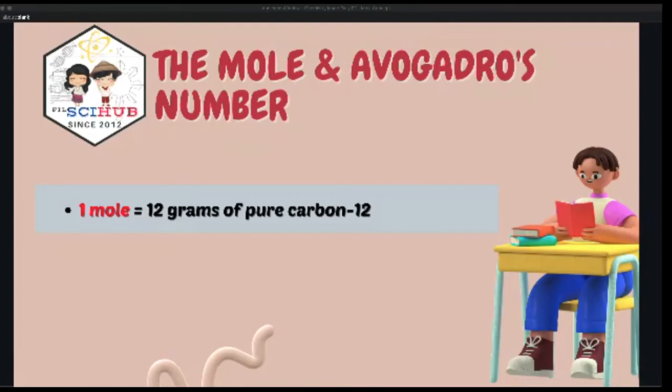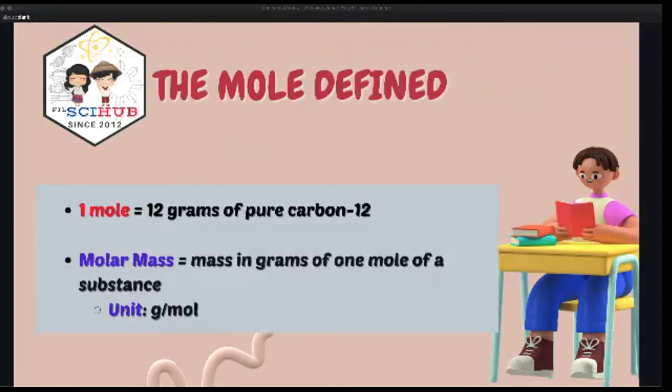Is anyone familiar with that concept? What is this quantity? 1 mole is equal to 12 grams. That is what we call molar mass. So this is also one of the earliest definitions of molar mass. What is the unit of molar mass? The unit of molar mass is grams per mole. So this is where it came from. 1 mole of carbon-12 should be equal to 12 grams.